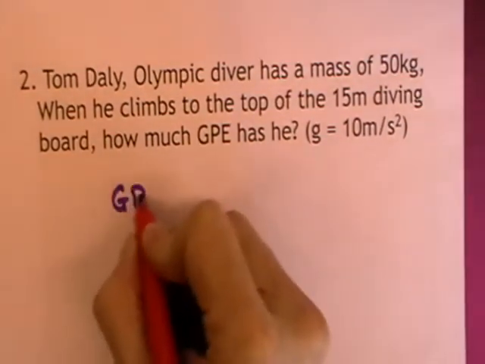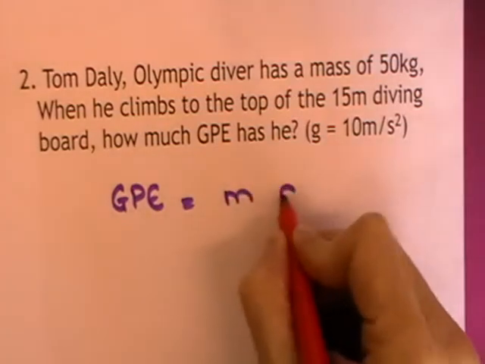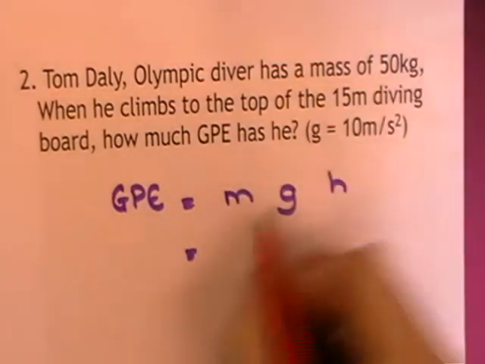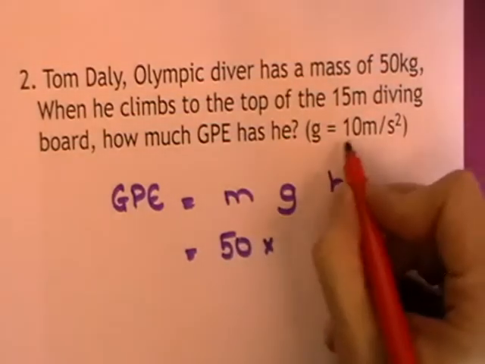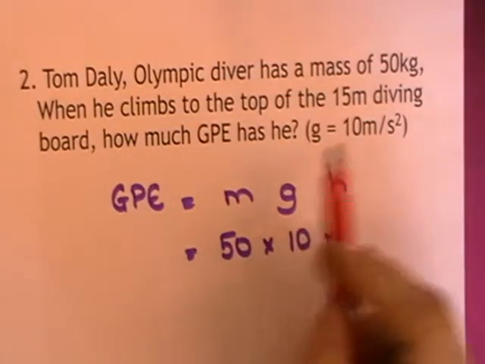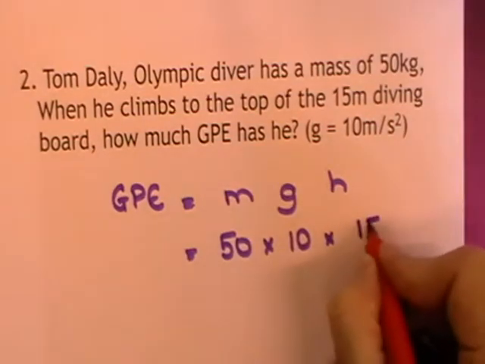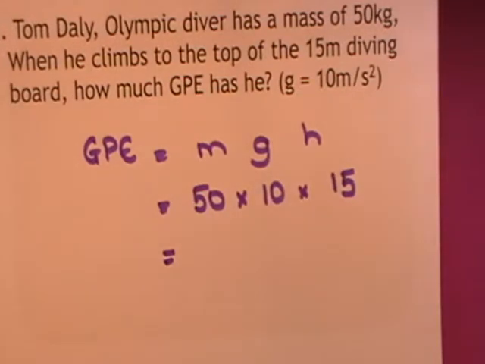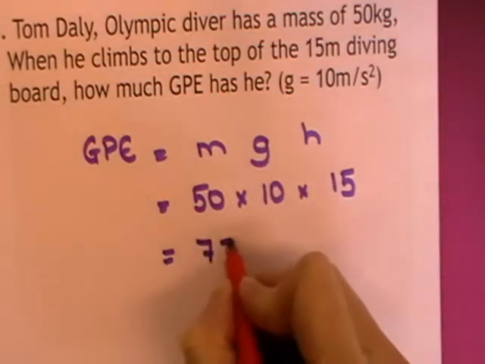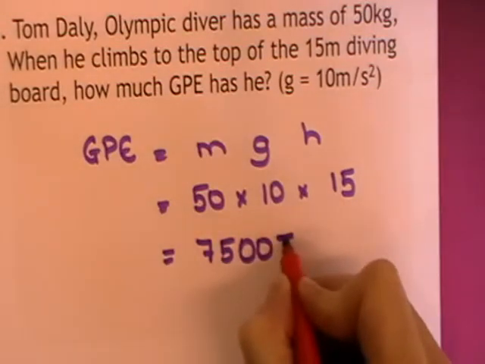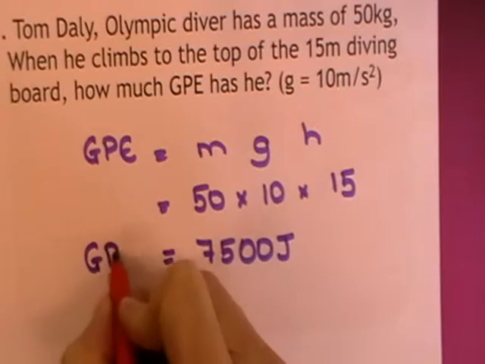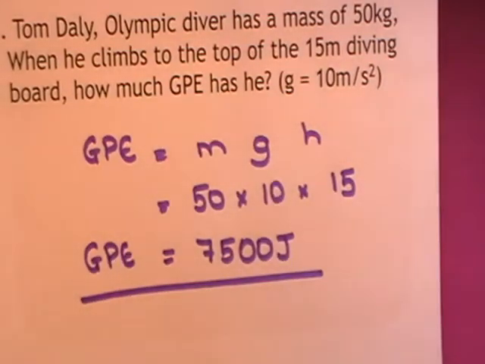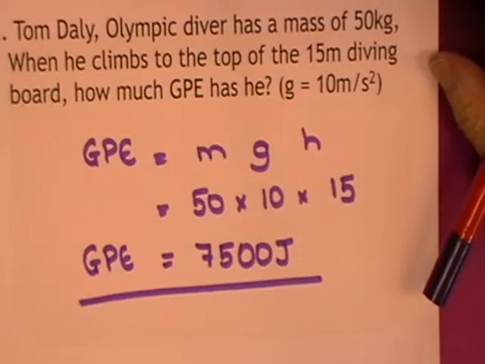So GPE is equal to mgh, and mass is 50. G is a value of 10, and the height is 15 metres. Now that's a wee bit harder to do in your head, so I would definitely suggest you use a calculator. 50 times 10 gives you 500, and then you have to multiply that by 15, and that gives you in total 7,500. And again, it's in joules. So the amount of GPE that Tom Daly has is 7,500 joules.